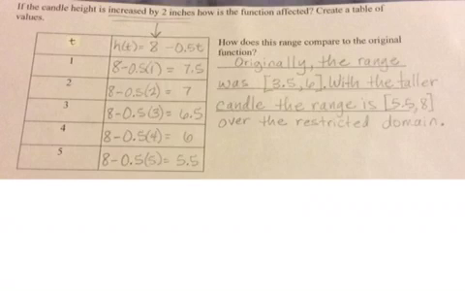If the candle height is increased by 2 inches, how is the function affected? So remember, the beginning height was 6, it is now 8. And if we put in the 1, 2, 3, 4, 5 as the amount of time that happens and complete our function, here is what happens to the height of the candle. So originally the range was 3.5 to 6. With the taller candle, the range is 5.5, beginning with the smallest number, to 8 over that restricted domain. So it's only burning for 5 hours.